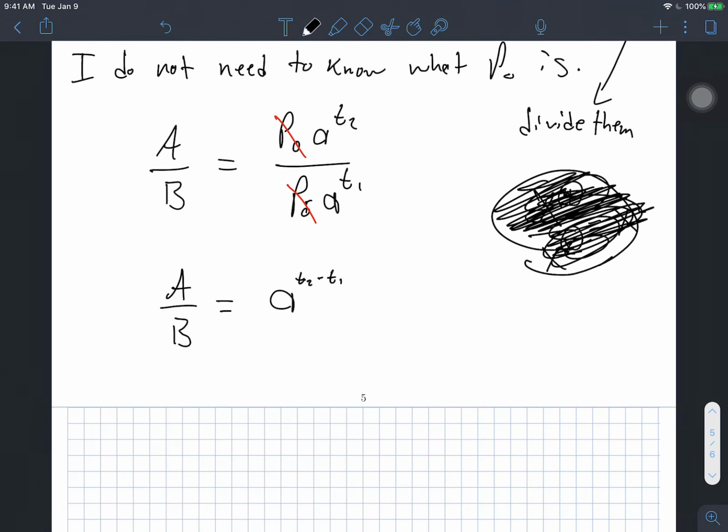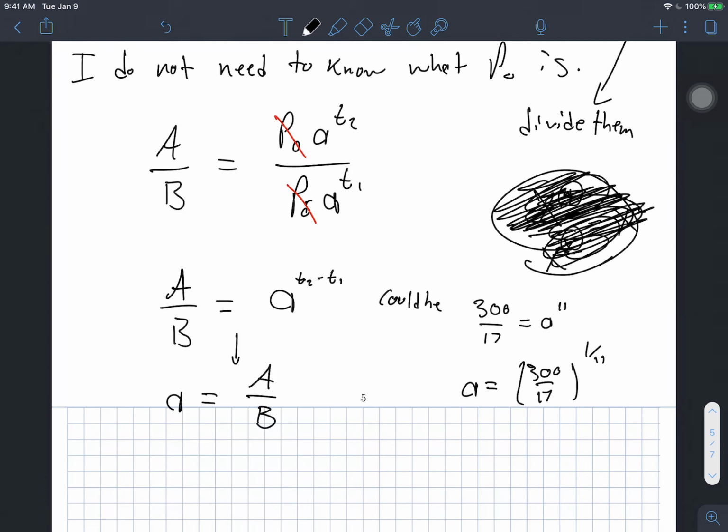We know that A and B are numbers, right? T2 and T1 are numbers, right? So this could be something like 300 over 17 equals A to the power 11. And what would you do? You would just take the 11th root of both sides, right? You'd set a equal to 300 over 17 to the power 1 over whatever that number was. 11, right? So in the general case, we would get a is equal to A over B to the power, what should my power be? Would it be 1 over T2 minus T1? That's right.